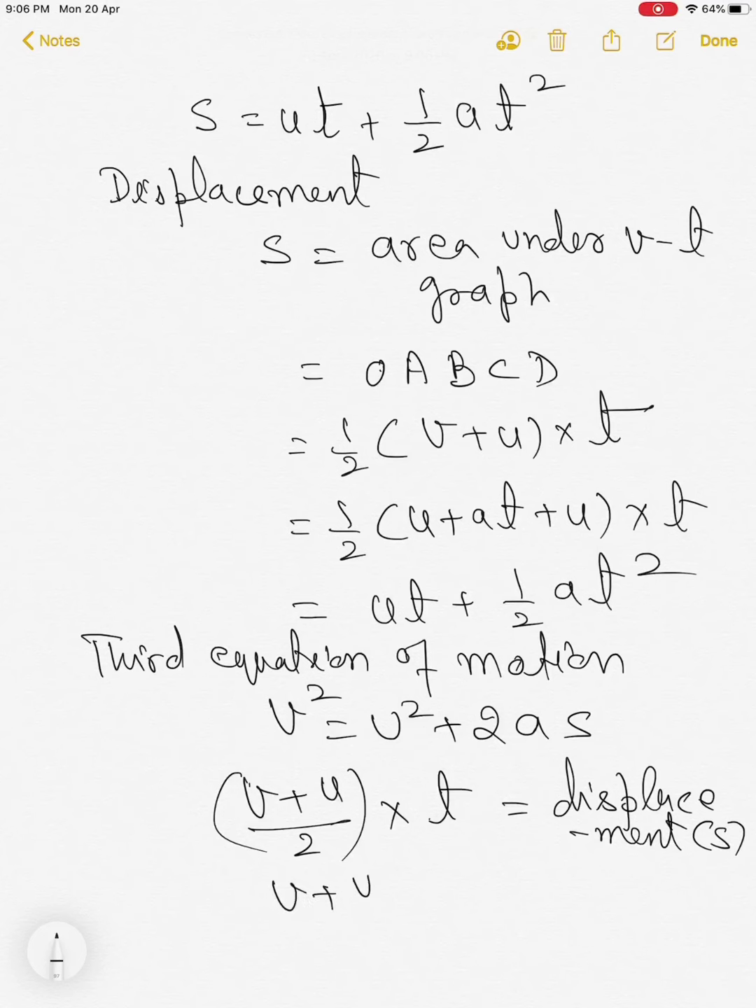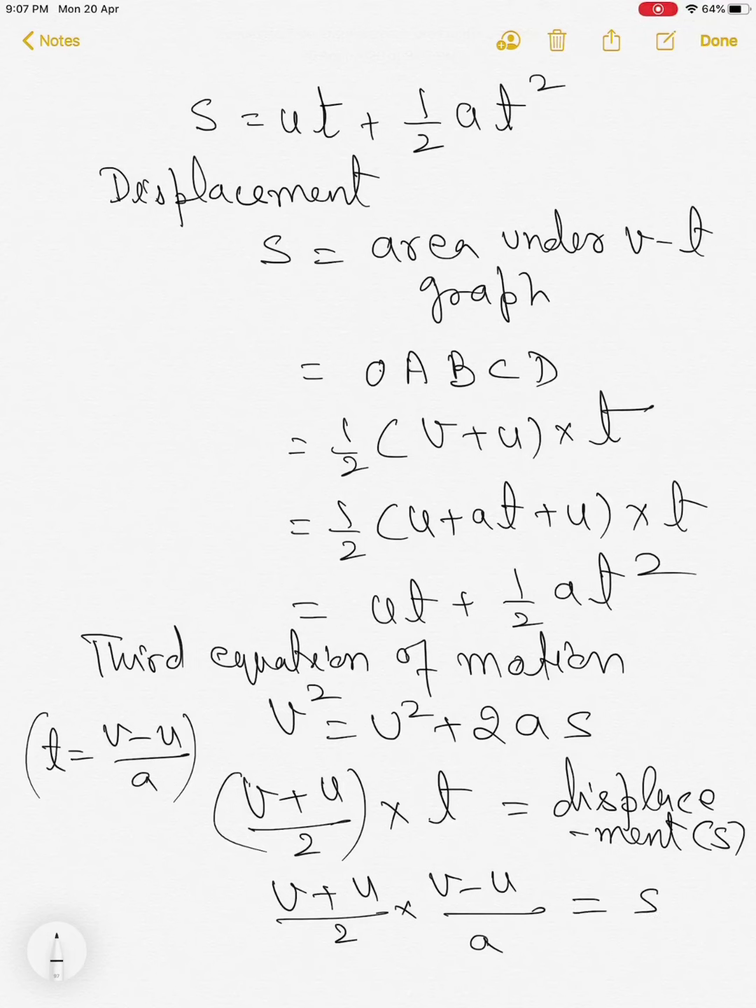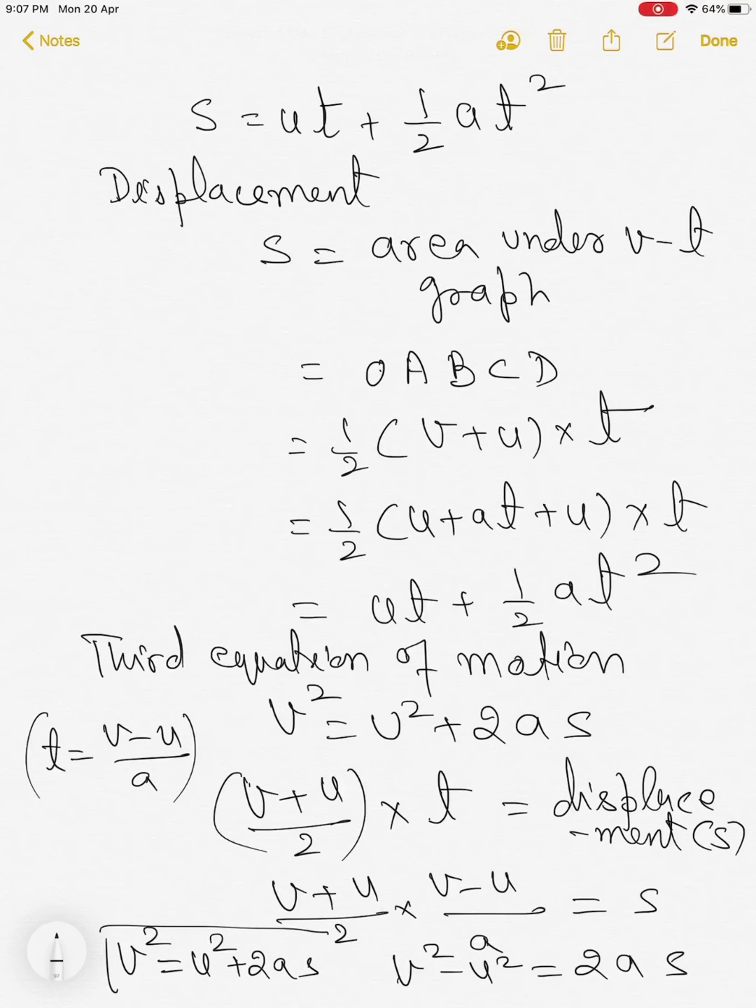So, v plus u by 2, and t is v minus u upon a by the first equation of motion. So, in place of t we can write v minus u upon a, and it is equal to s. a plus b into a minus b gives v square minus u square is equal to 2as. So, we will get v square is equal to u square plus 2as. These are the three equations of motion.